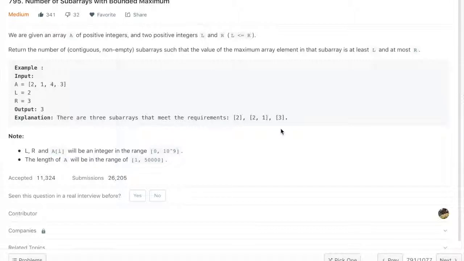Now let's take a look at another subarray. Let's say 1, 4, 3. This subarray's maximum is 4, which is bigger than the upper bound 3, so the subarray is illegal.